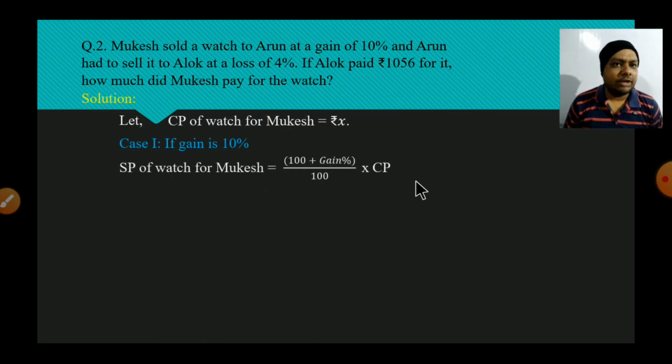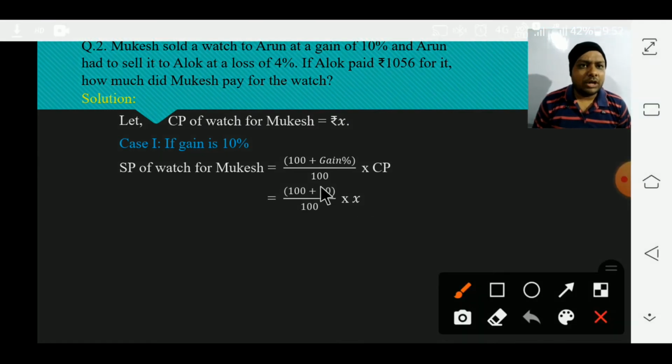Directly we can apply the SP formula. 100 plus gain percent by 100 into CP. Here CP we will put X. Gain percent already given 10%. So 100 plus 10 by 100 into X. If you solve it, it will be 100 plus 10 will be 110 by 100, and here into X like this.